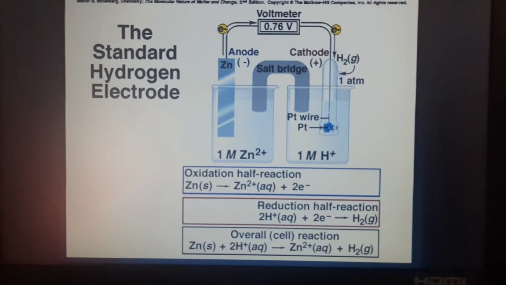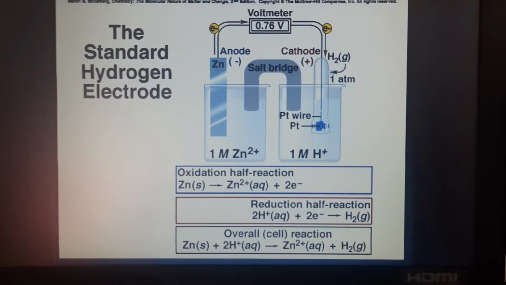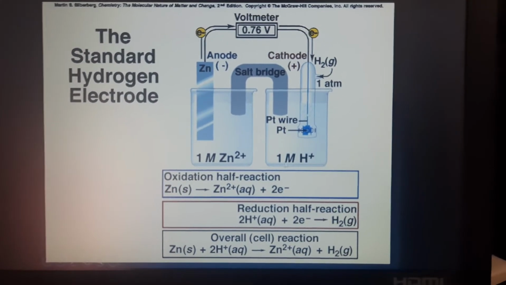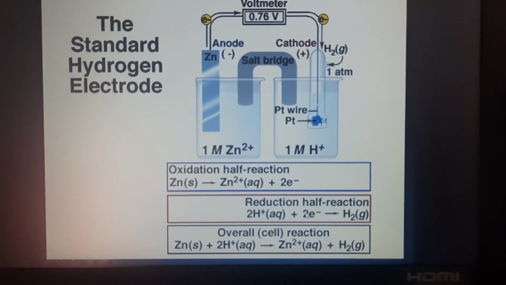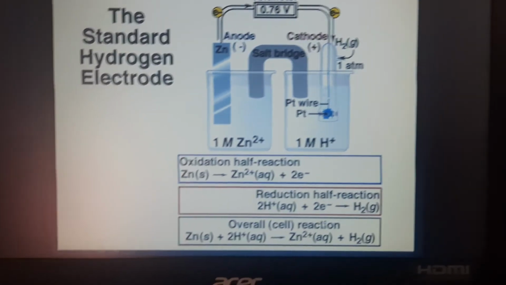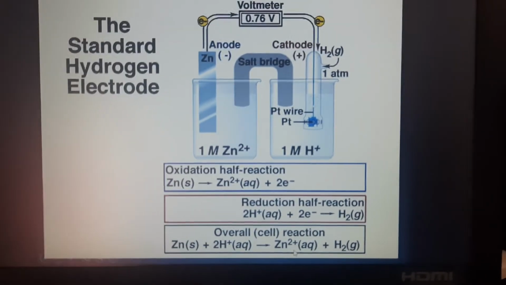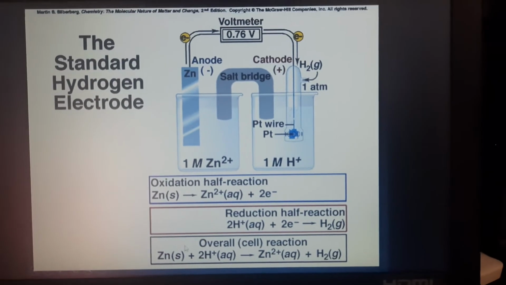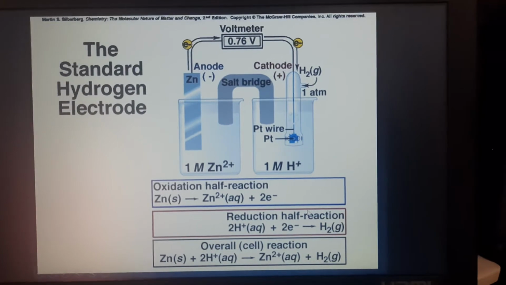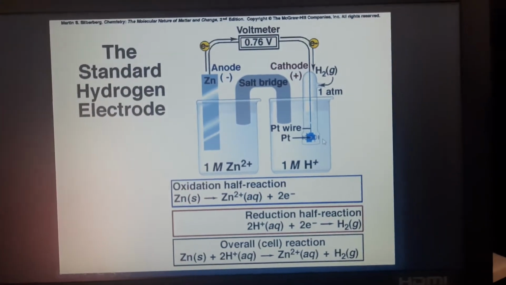Here the standard hydrogen electrode is used, and zinc is used as anode. So this is the oxidation half reaction. The next reaction is the reduction half reaction, that is the reaction of hydrogen, and the overall cell reaction will be like this. So this is the structure, and you can see that the anode is on the left side, the cathode is on the right side, and a salt bridge is used.